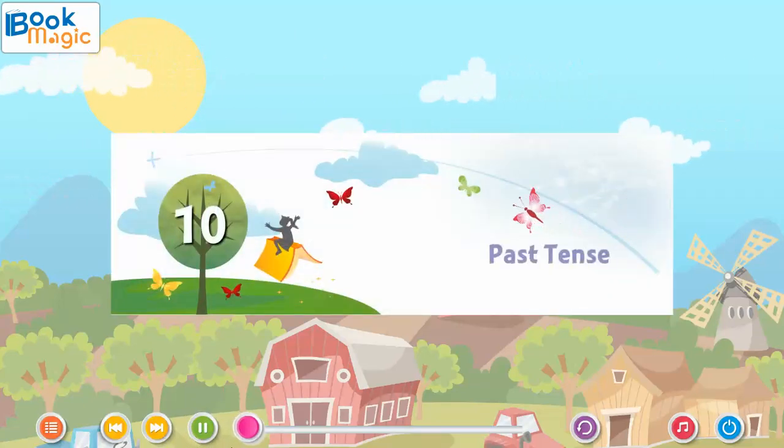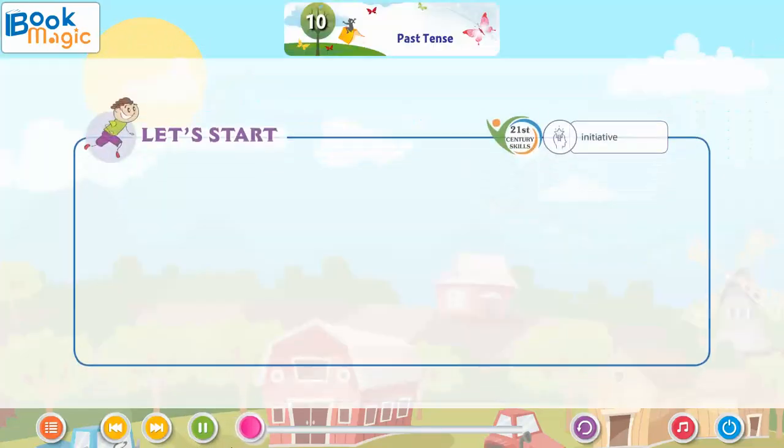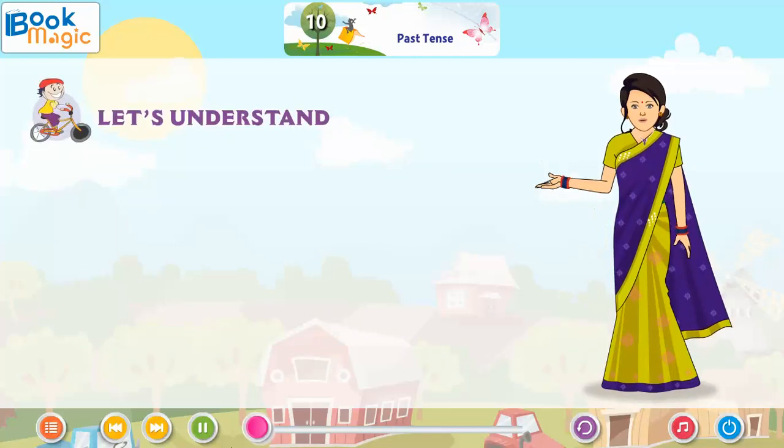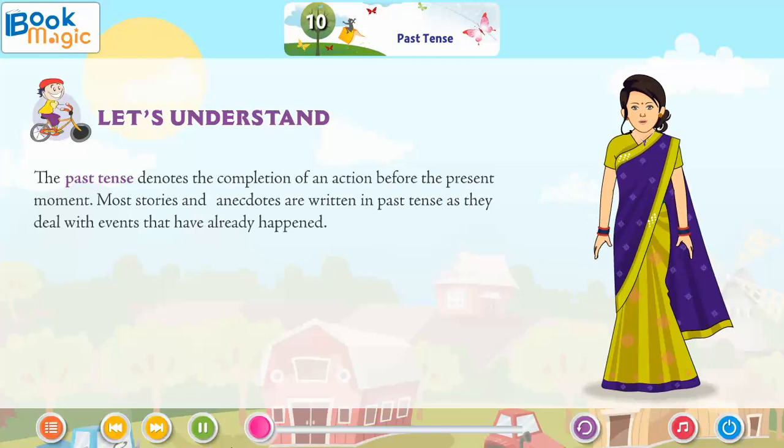Lesson 10. Past tense. Let's start. Write your experience when you were alone yesterday in your home. Let's understand. The past tense denotes the completion of an action before the present moment. Most stories and anecdotes are written in the past tense as they deal with events that have already happened.